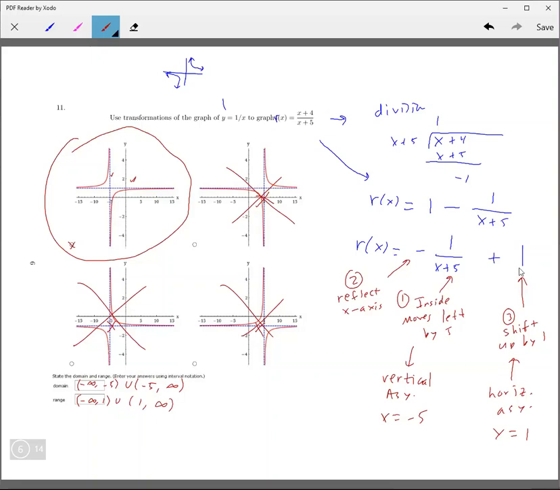Now, don't get the wrong impression. Sometimes there are rational functions that intersect their horizontal asymptotes at some point. That can happen, but just not in these cases. It's not in this case.